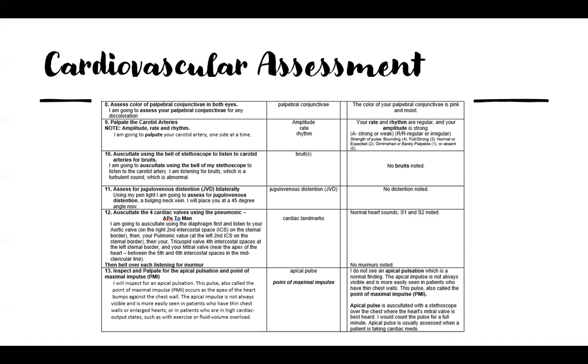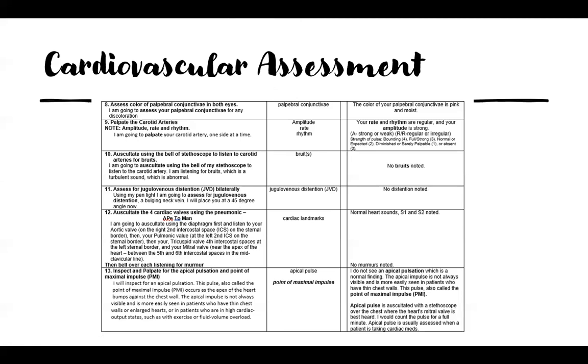The next thing that we're going to do in our cardiovascular assessment is palpate the carotid arteries. That's going to be one at a time. That's going to be important because you don't want to cut off circulation to the brain, right? So palpate the carotid arteries one at a time. We are inspecting and assessing for amplitude, rate, and rhythm. Okay, so is it strong or weak? Is it regular, irregular? Do they have an absent pulse?